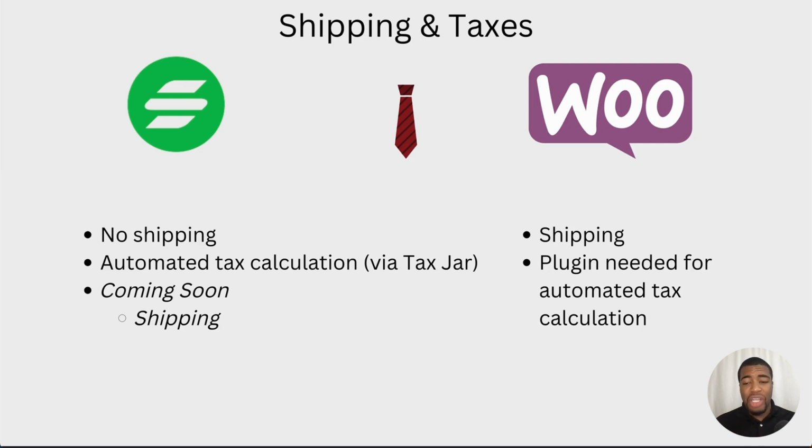WooCommerce has shipping because it has physical products, but a plugin is needed when it comes to automated tax calculation. And just to drop a little secret for y'all, for those who don't know, you would have to add a plugin like Jetpack, and then you would add another plugin for automated tax calculation. So you have to have at least 2 plugins in order to get automated tax calculation.